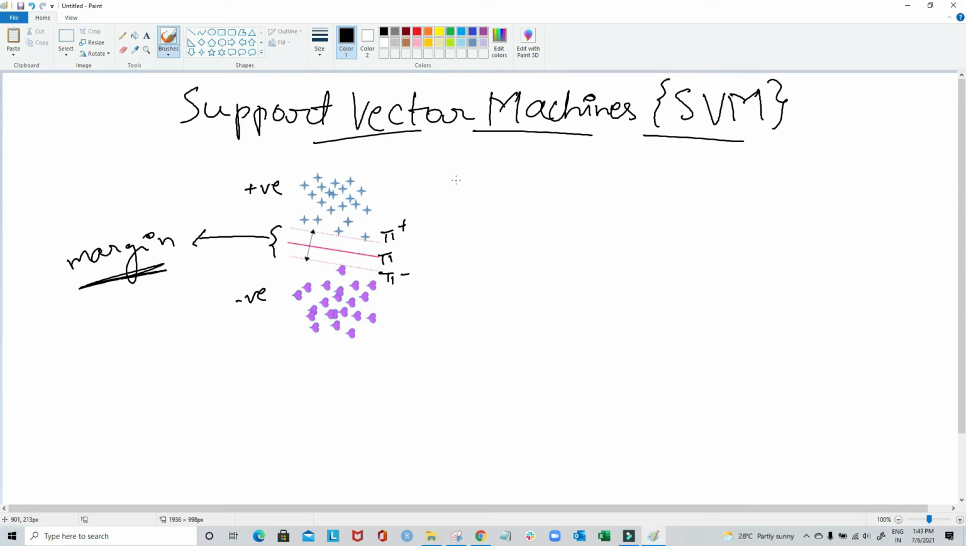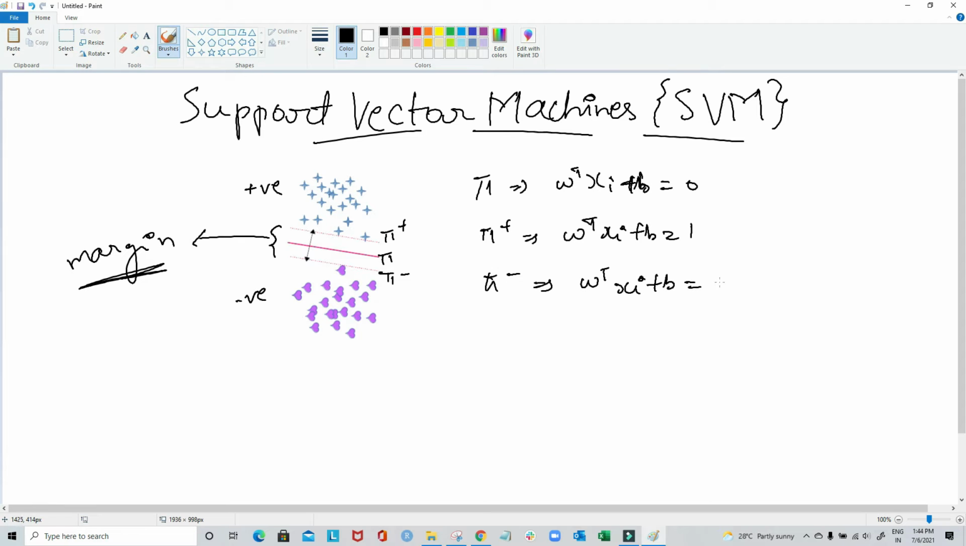Now, the equation of pi can be written as W transpose xi plus b equals 0. And pi plus is W transpose xi plus b equals 1. And pi minus is W transpose xi plus b equals minus 1. These are the equations of the respective hyperplanes. Now, the margin can be defined as the distance between pi plus and pi minus, right? That distance is nothing but 2 by the L2 norm of W.